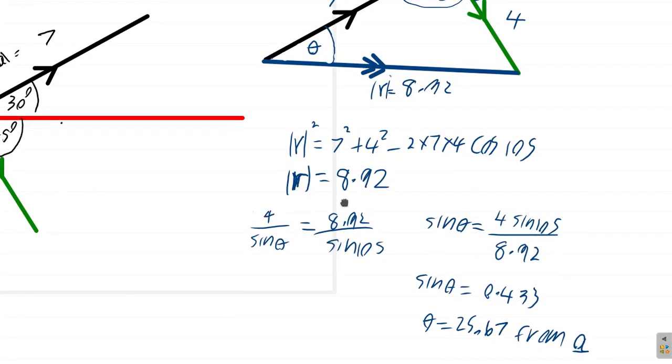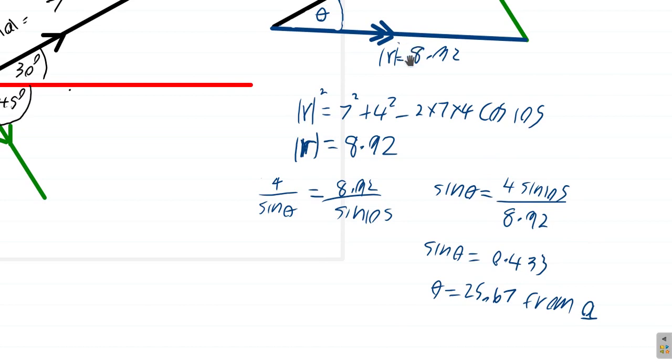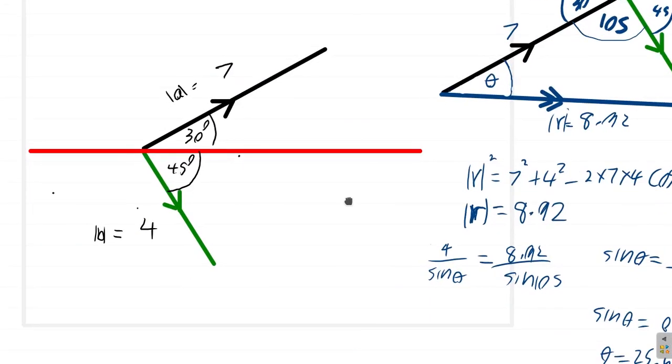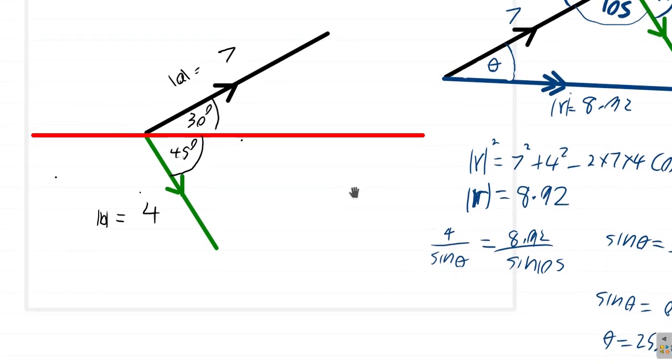Now we found the resultant, and we did some really complicated calculation with the sine rule and cosine rule. We got 8.92 with an angle of 25.67 degrees from the vector A. Now suppose we use horizontal and vertical components. What would happen?